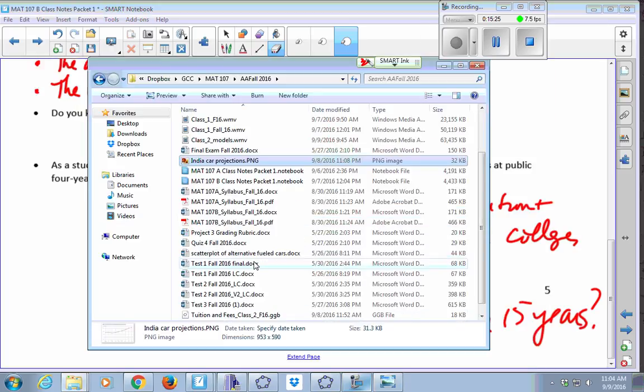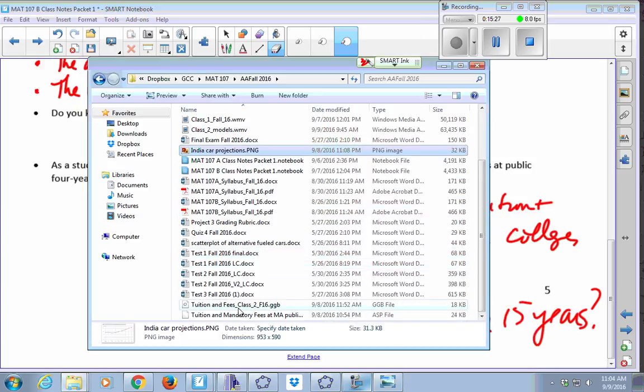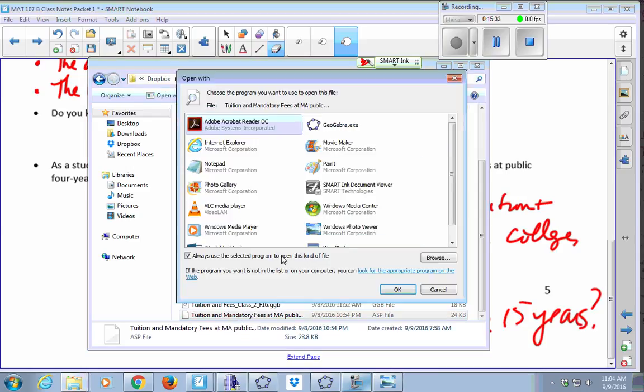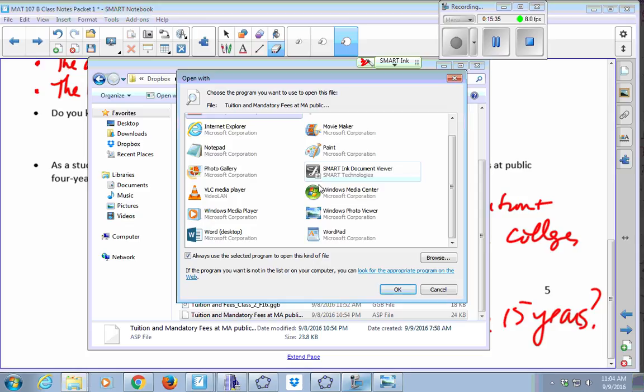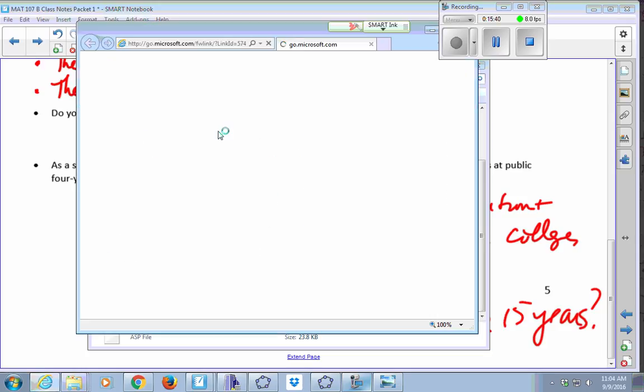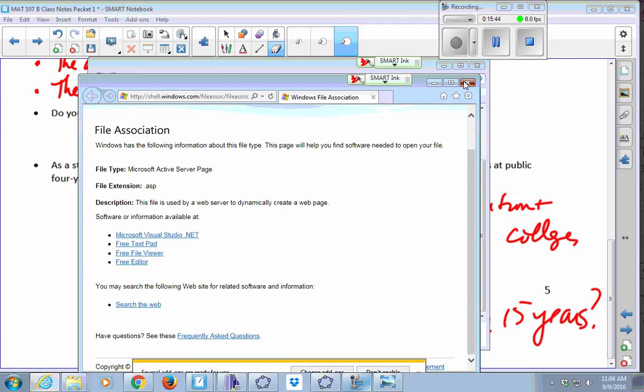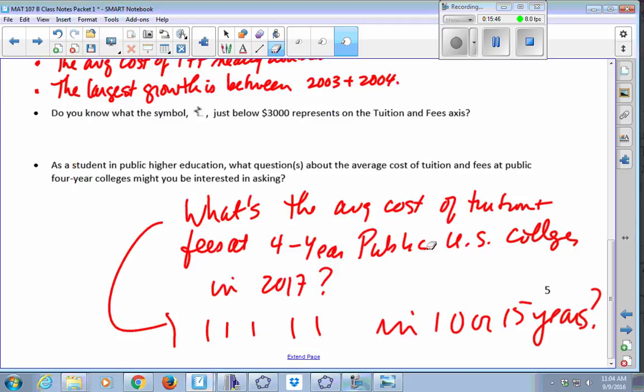And then I did find something else. Here we go. This is public schools. Where's GeoGebra? How do I get there? It should be in here. Look for appropriate program. Okay, here we go. I'll do that while you're working. I did actually find Massachusetts data.